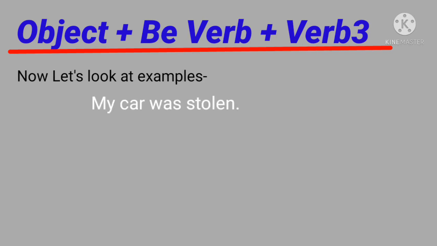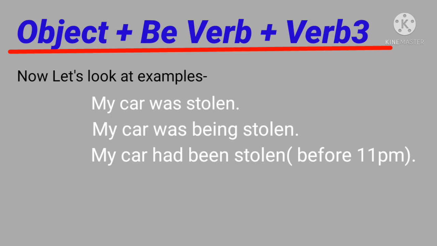My car was stolen yesterday. Somebody stole my car, I don't know. My car was being stolen. If I saw somebody stealing my car, I would say my car was being stolen last night or yesterday. Okay, so we use was or was being. We use was to talk about an action that happened in the past, was being for one that was in progress. Okay, we can also use had been, but it's not that common.